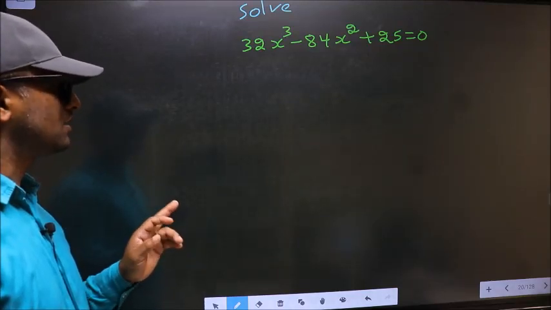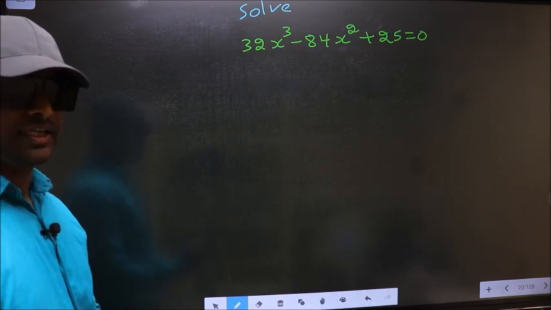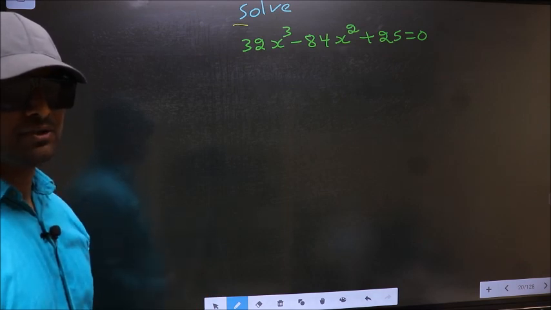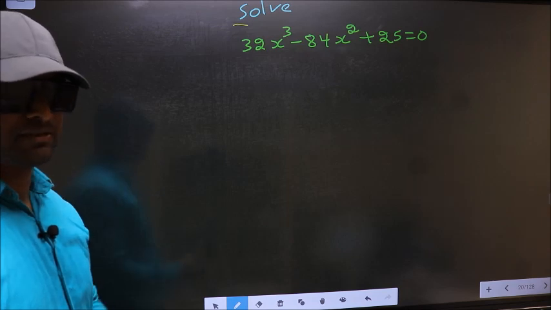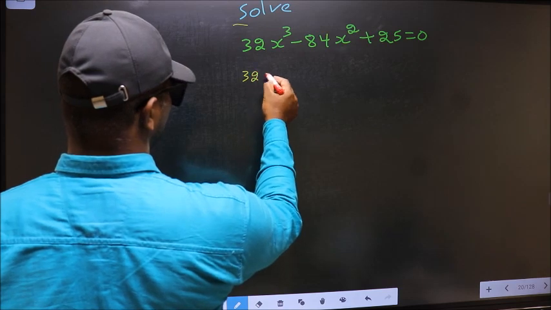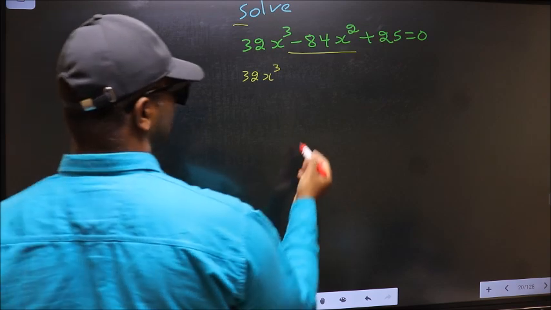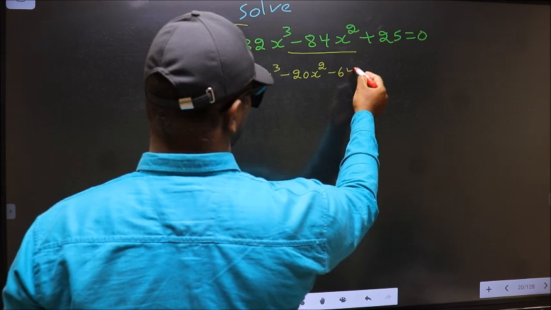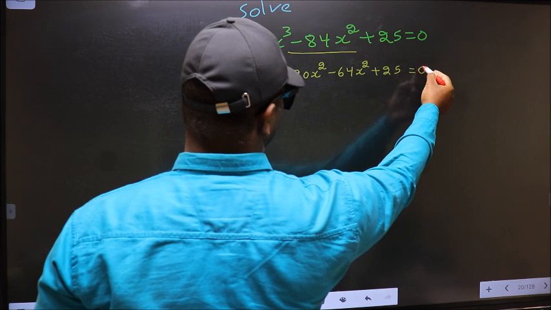Solve 32x cube minus 84x square plus 25 equal to 0. Here they told us to solve, which means we should get the values of x. For that, we have to change the x square term. What I mean is, see, 32x cube, in place of minus 84x square, now we should write minus 20x square minus 64x square plus 25 equal to 0.